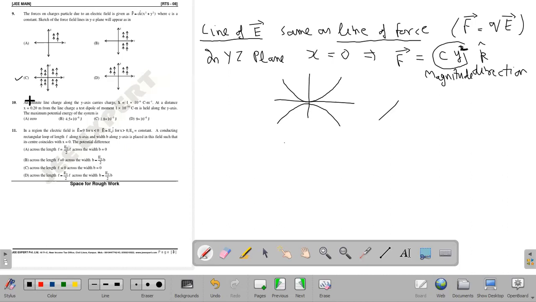Here the infinite line charge is along the y-axis, and the dipole which is placed is also along this y-axis. Both are parallel, and the maximum potential energy of this dipole will be... remember, the dipole and line charge are both parallel to each other. Okay, so what will happen here?